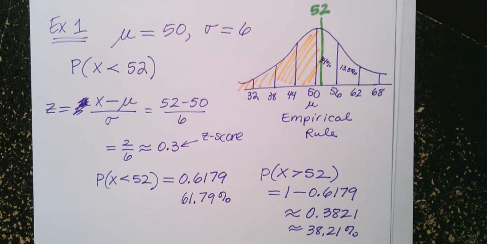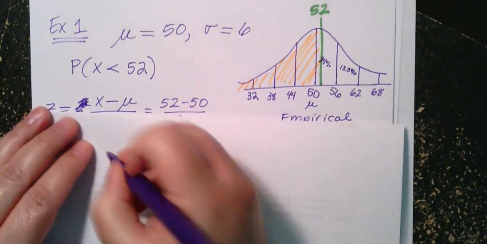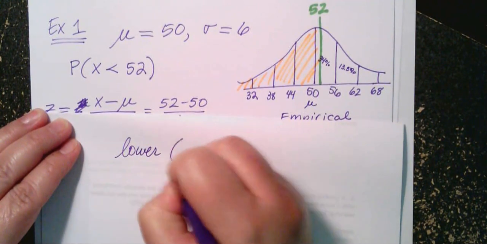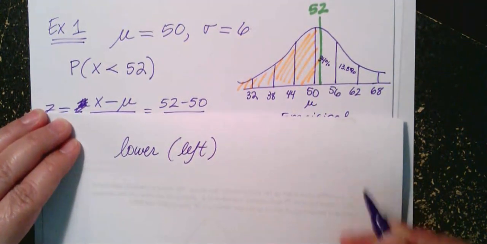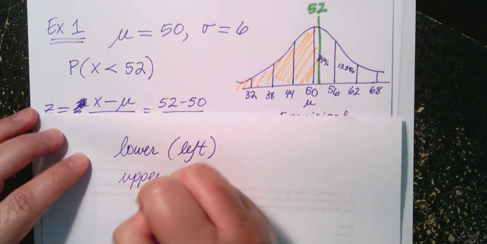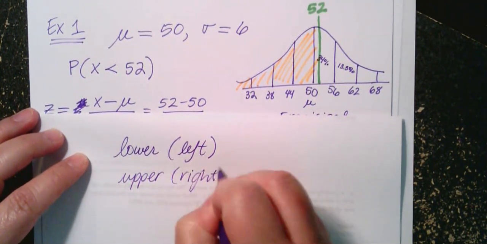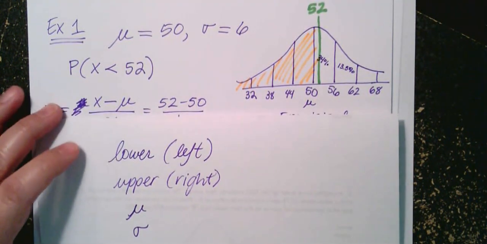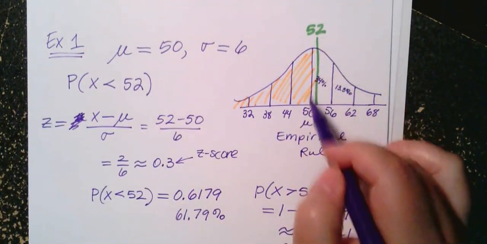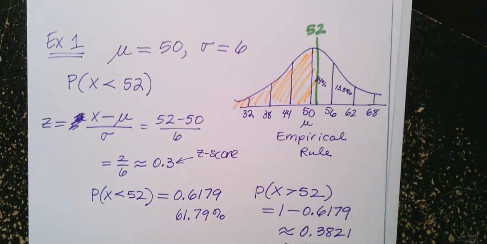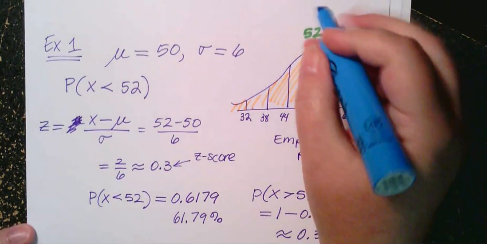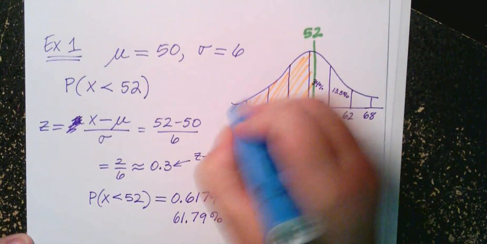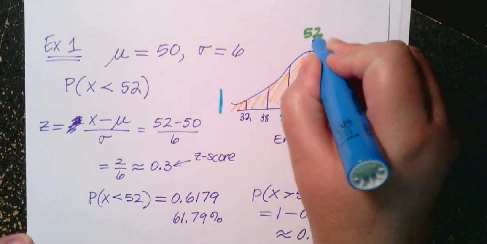Okay, so when we do this one with the calculator instead, there are 4 things we need to know. Those 4 things are a lower boundary, which is basically the left side of the area we want to find, an upper boundary, which is basically the right side. We need mu and we need sigma. In other words, here we just had one number we needed to worry about. We didn't need a left and a right. So when we need a left and a right, what that looks like is this. If we want to know this area, then the left is like over here, and here's the right.